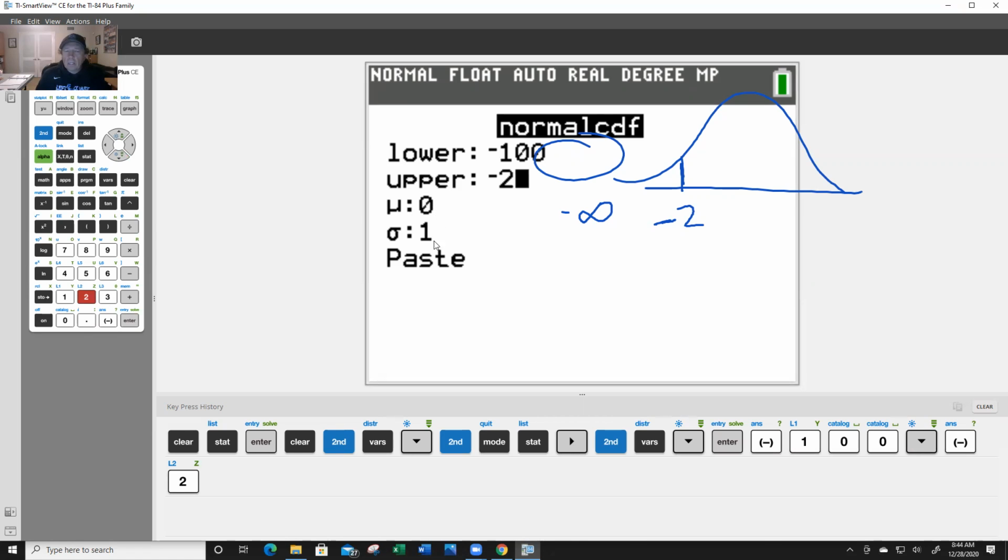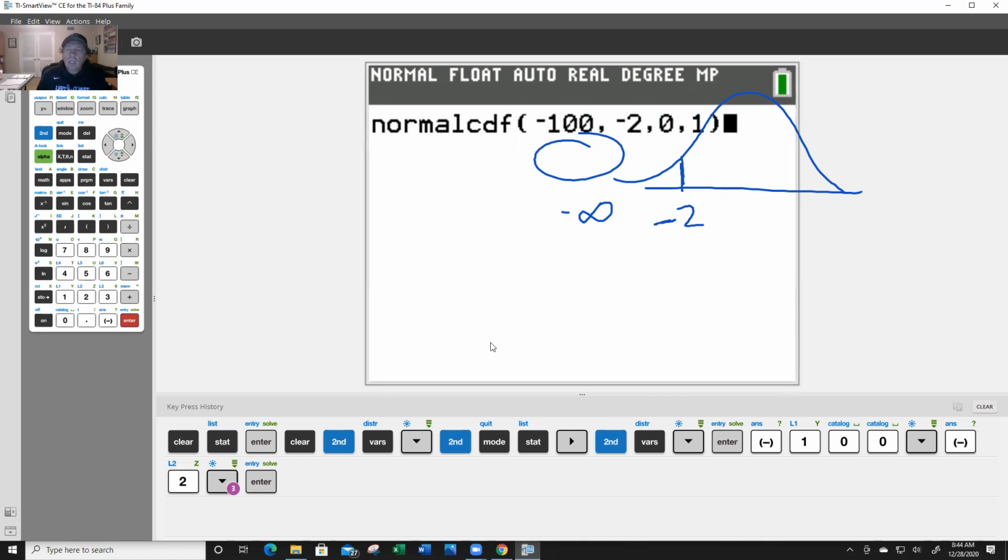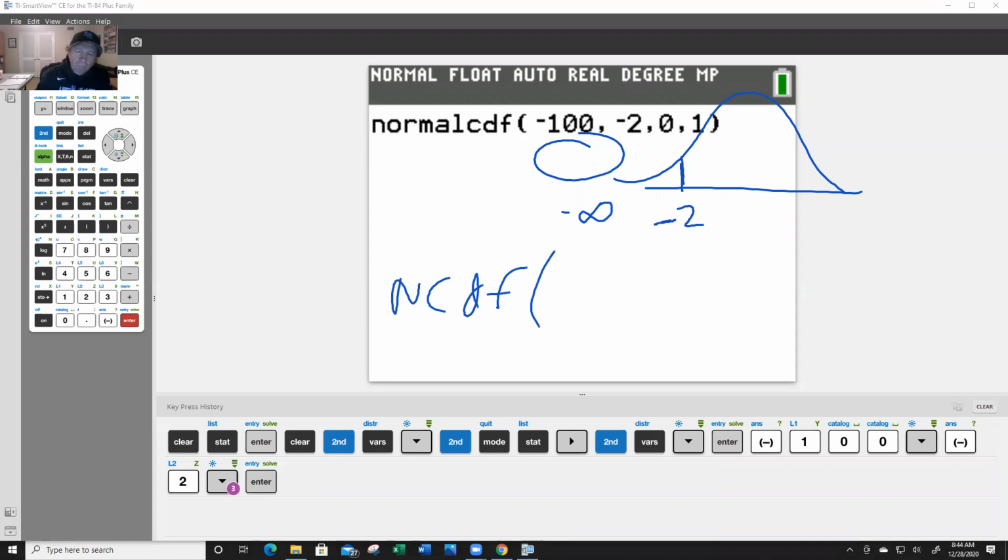Now, the reason this is 0 and 1 is that's the standard normal curve. The mean is 0, right? Mean is 0, and the standard deviation is 1. Just leave that. Some calculators you don't need to put that at all. I'll paste. So for some calculators, you're going to do this, just so you know. It's going to be normalcdf, and when it pops up, you'll just get a parenthesis and you'll put in negative 100 comma negative 2, then you'll close it and you'll be done. It'll do the same thing.